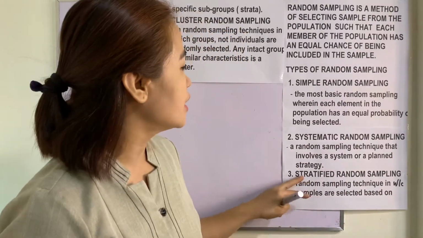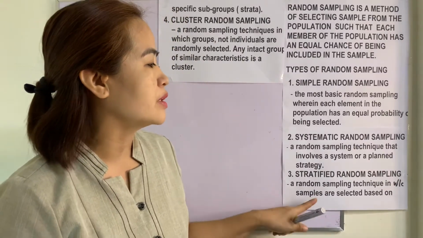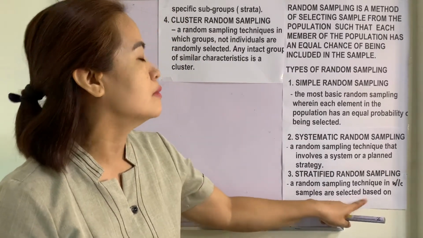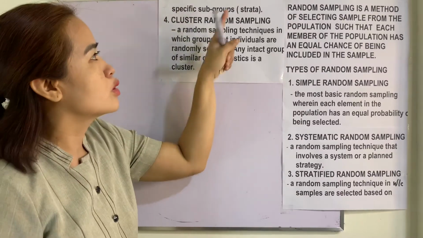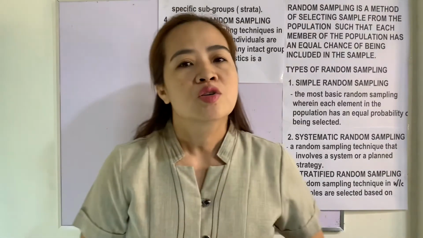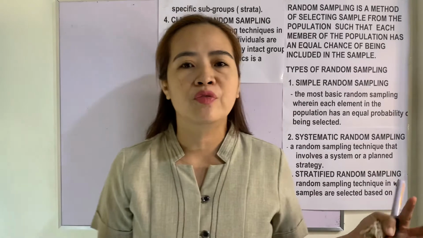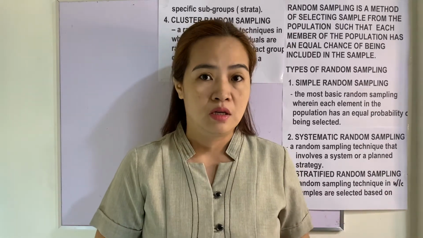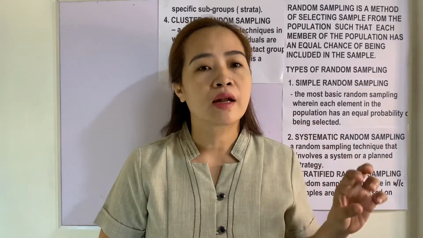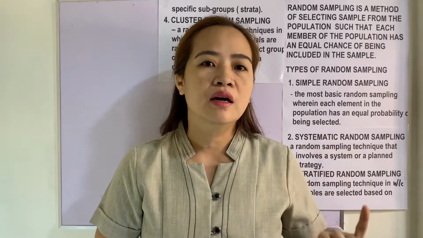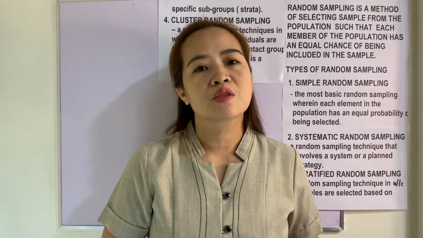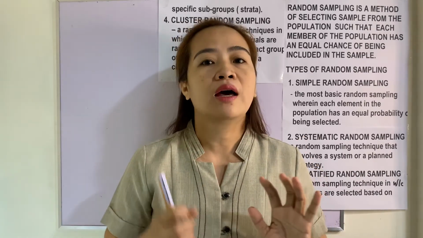Number 3, stratified random sampling is a random sampling technique in which samples are selected based on specific subgroups or strata. Suppose you want to know the performance of students in general mathematics. General mathematics is a core subject. So, for each strand, TVL, ABM, HUMSS, STEM, you will just be getting samples. Okay? So that is what we call stratified random.